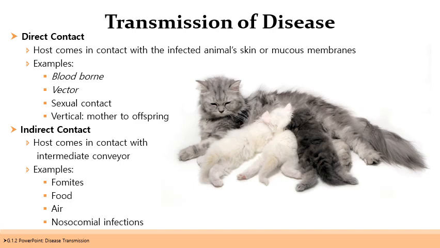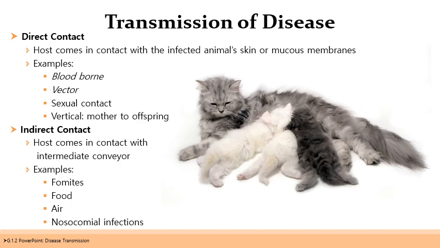So transmission of disease can occur in both direct contact and indirect contact. Direct contact occurs when the host comes in contact with the infected animal's skin or mucous membranes. This occurs through vectors, like sexual contact, contact with blood, or one animal sneezing or coughing directly on another. Or vertical transmission, which is actually from a parent to its offspring.